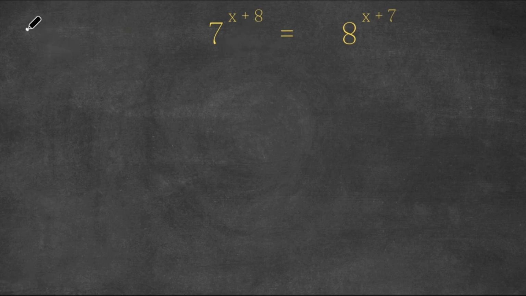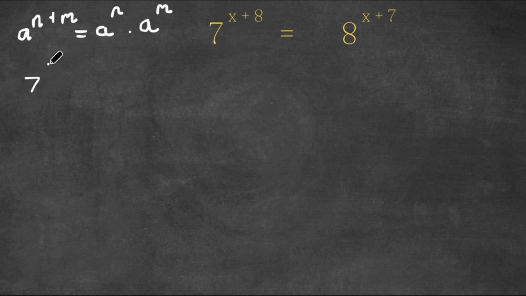Now, if we have something in the form a to the power of n plus m, this is equal to a to the power of n times a to the power of m. So as you can see right here, we have 7 to the power of x plus 8. This is going to equal 7 to the power of x times 7 to the power of 8. And now this is equal to 8 to the power of x plus 7, which is equal to 8 to the power of x times 8 to the power of 7.